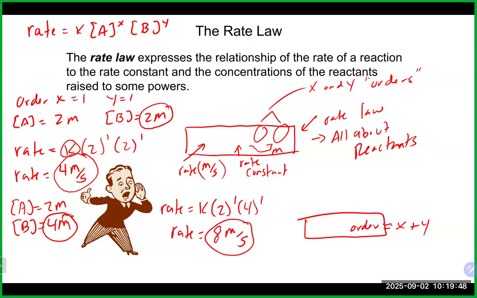A direct result. By the way, in this particular example, if I doubled A and kept B the same, you would end up with the same sort of result here. Because they both have the same order, they are affecting the rate the same.